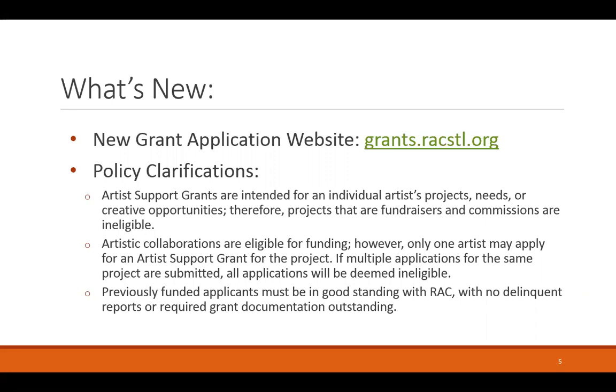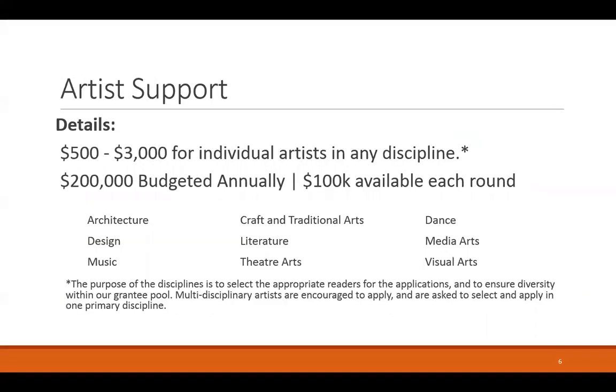So if you are collaborating with folks, what we ask is that you communicate with your partners and make sure that one of you is the person that is applying for the artist support grant. If multiple applications are submitted, we don't always know which one to look to, so all of the applications are deemed ineligible. And then finally, previously funded applicants must be in good standing with RAC, with no delinquent reports or required grant documentation outstanding. If you have never received a grant from us, then this does not apply to you.